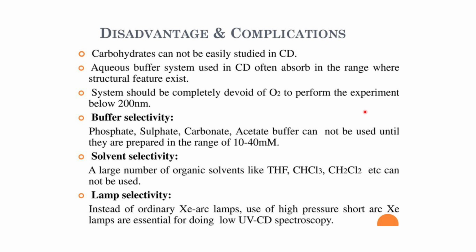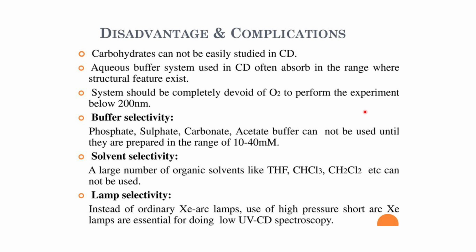So carbohydrates cannot be easily studied in this method, and aqueous buffer systems used in circular dichroism spectroscopy often absorb in the range where structural features exist, and the system should be completely devoid of oxygen to perform the experiment below 200 nanometer wavelength of light.